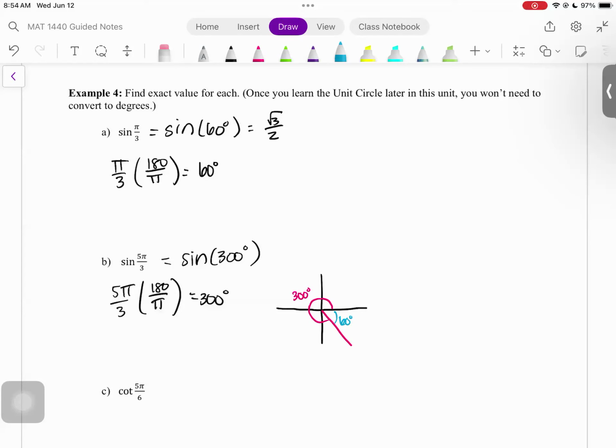Now we also know that this angle terminates in quadrant 4, where sine is negative. So this idea of using reference angles, sine of 300 degrees is going to be equal to negative sine of 60 degrees. And sine of 60 degrees is, again, square root of 3 over 2. So this is negative square root of 3 over 2.